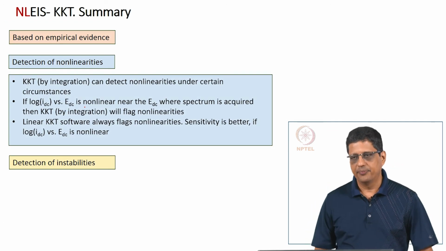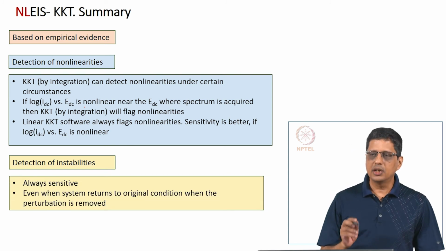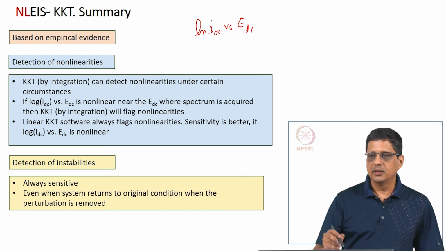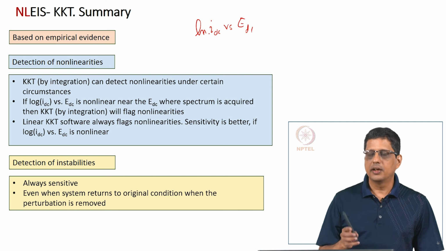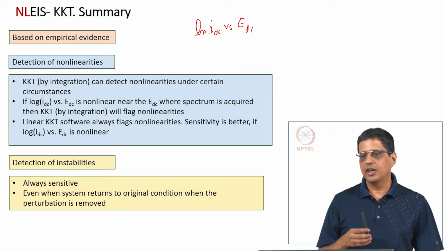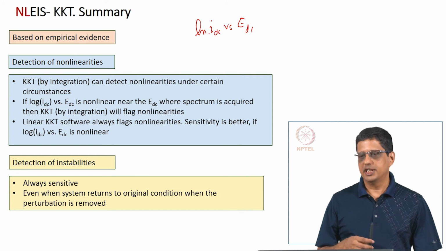So, in summary, based on empirical evidence, that means we have not shown theoretically, when log I versus E is a straight line, when it is linear, the violations of linearity will not be captured by KKT. KKT will not flag the spectrum acquired at large amplitude perturbations.